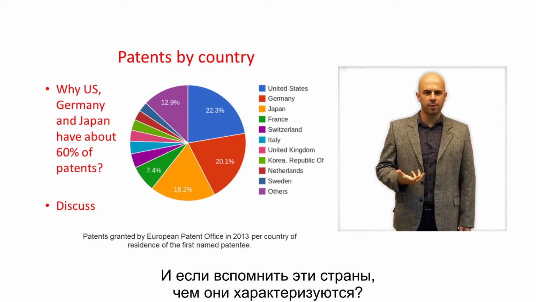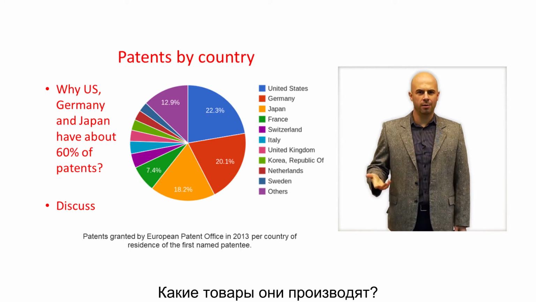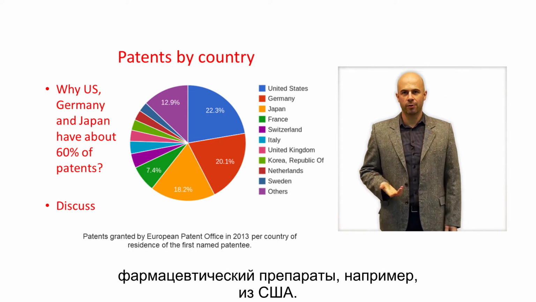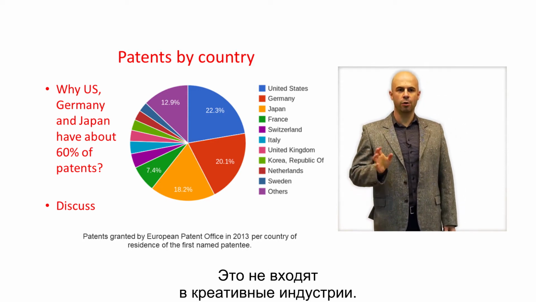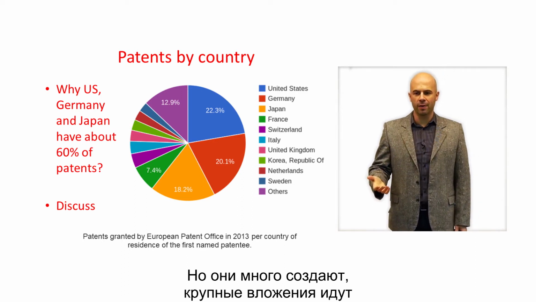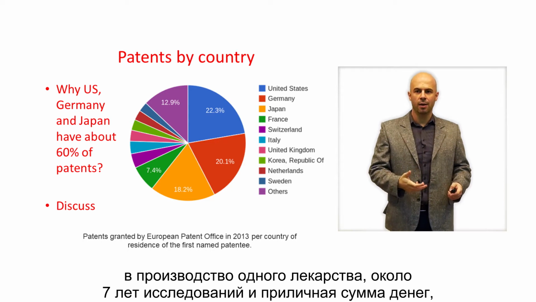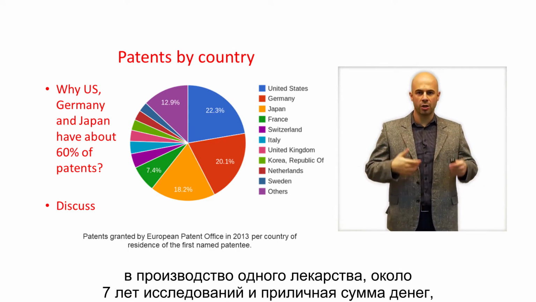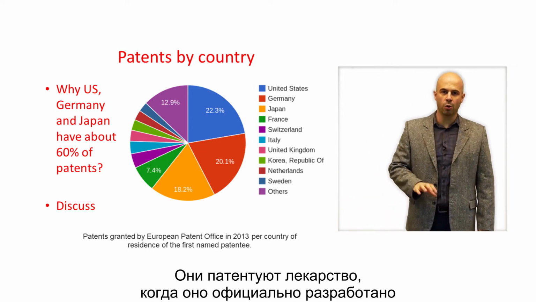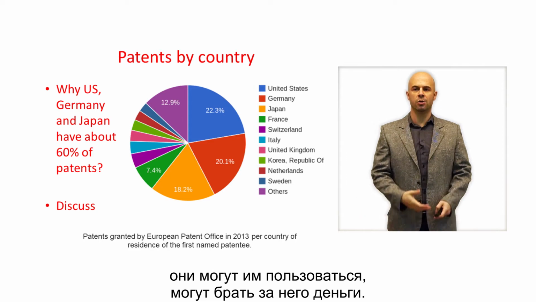And if you think about these countries, what kind of products do they create? A lot of technology comes from there. Pharmaceuticals, for example, from the United States. They are not part of the creative industries, but they do create a lot of that. A lot of investment goes into producing one medicine, 7 years maybe of research and a lot of money, and they need to get some of this money back. So they register patents when they discover this new medicine and they can use it, they can charge more money.